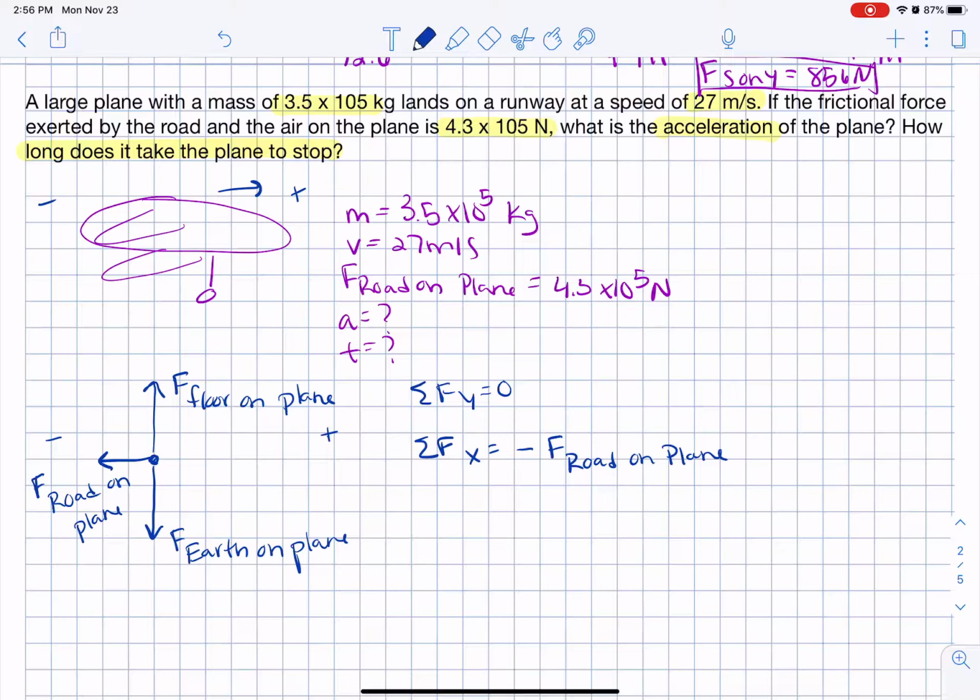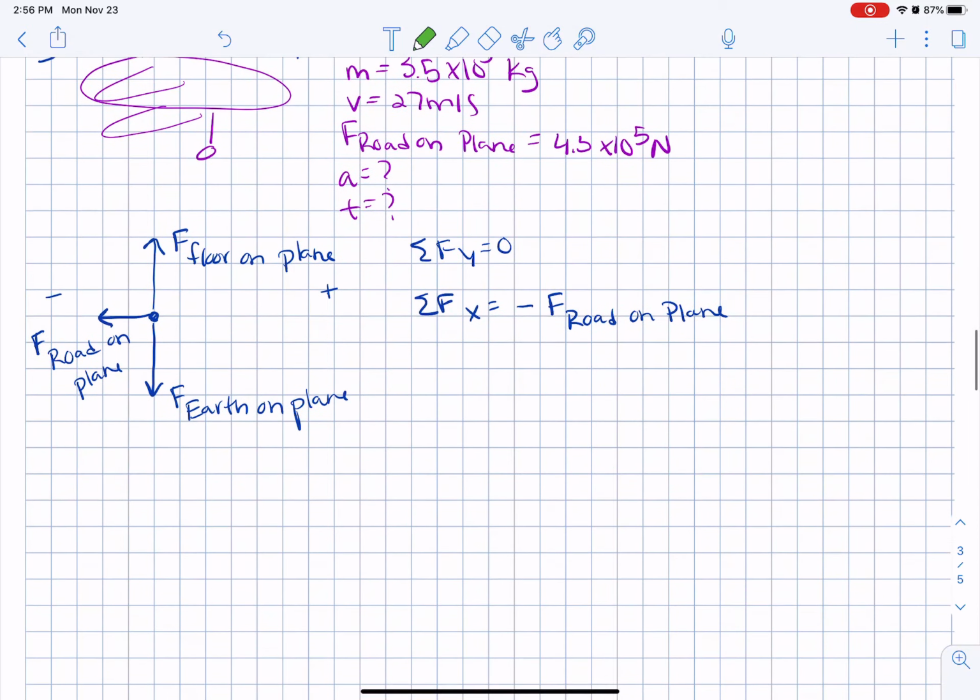So now I'm trying to find the acceleration, so I can start with my Newton's second law equation. Why don't you take a second now to try and solve this using our sum of the forces statement? Let's take a look together. We have the acceleration is 1 over the mass, and again, I'm plugging in my sum of the forces for that sum of the forces statement. Negative force road on plane.